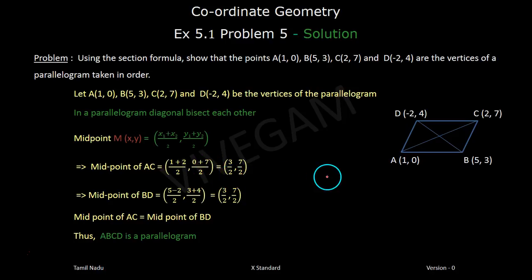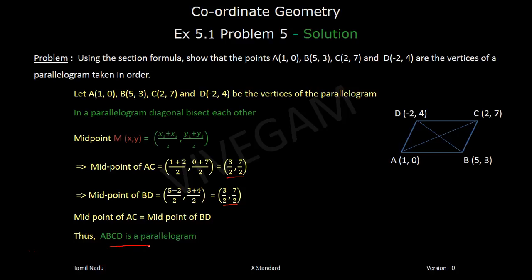Do the same thing for BD. This is x1 y1 and this is x2 y2. So this will become (5 minus 2) divided by 2, (3 plus 4) divided by 2. You got it? (5 minus 2) by 2, (3 plus 4) by 2. So that is 3 by 2 and 7 by 2. As you can see, the midpoints of AC and BD are equal. That is, the same point is the midpoint of AC as well as the midpoint of BD. Therefore, ABCD is a parallelogram.